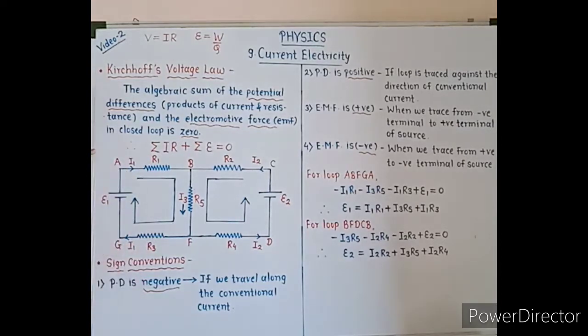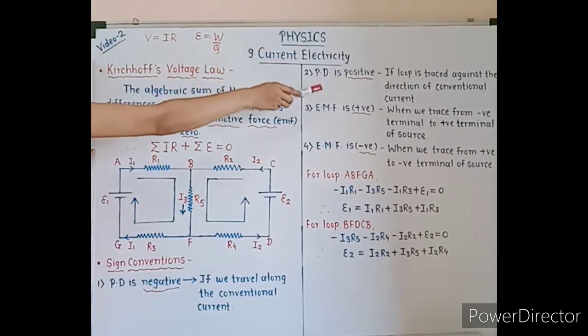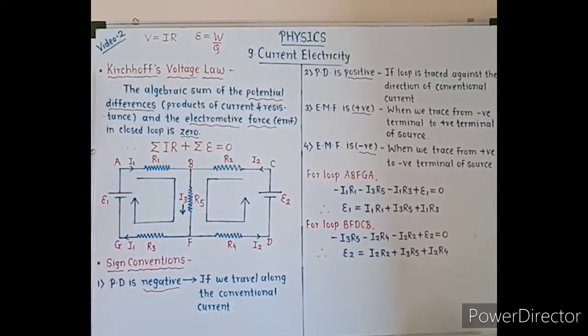And if the loop is traced against the direction of conventional current, that means the current is flowing from A to B but we trace the loop from B to A, so our travelling path is opposite to the direction of conventional current, then the potential difference is positive. So this is the second sign convention: if the loop is traced against the direction of conventional current, then the potential difference is positive.